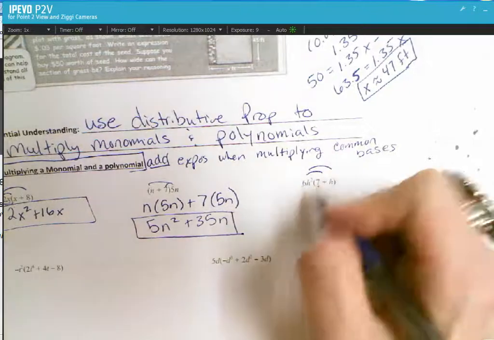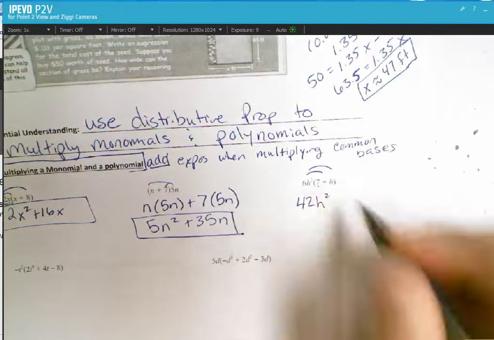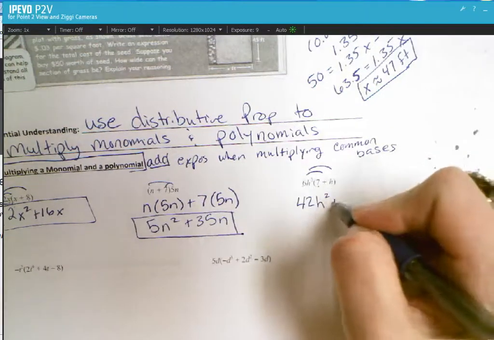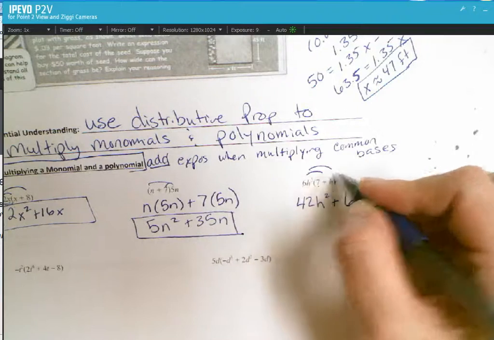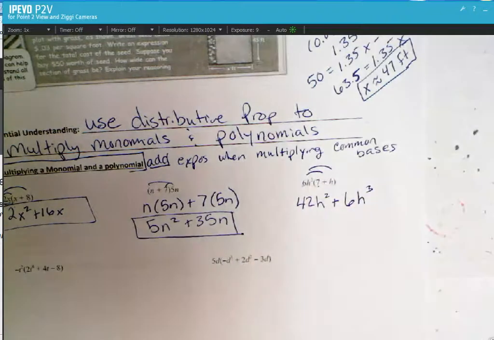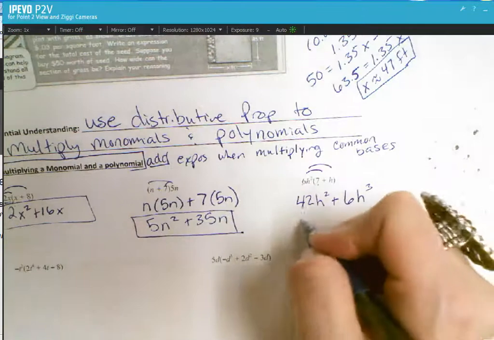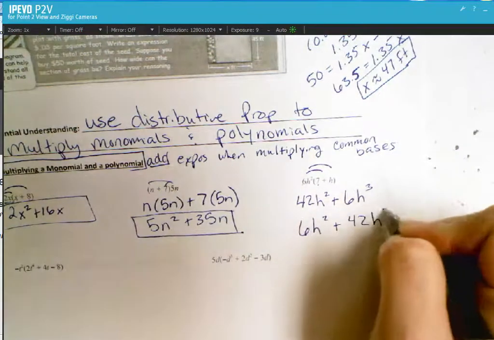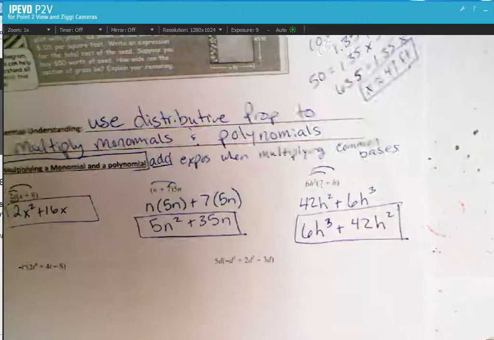6 times 7 is 42. h, I'm not multiplying by any other h's, so I still have h squared. 6 times 1 is 6. h squared times h, I add the exponents, I get h to the third. So we need to watch, though, that this is not in standard form, so I need to rewrite this in descending degree order. Let's make sure that's 3.